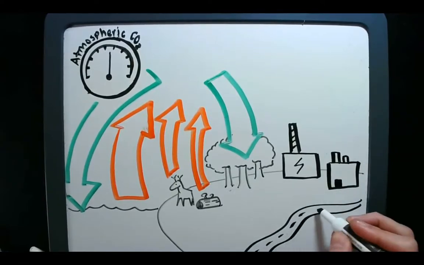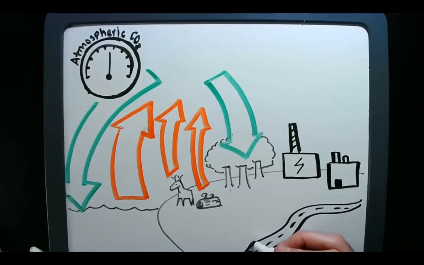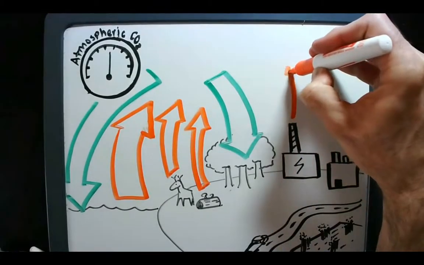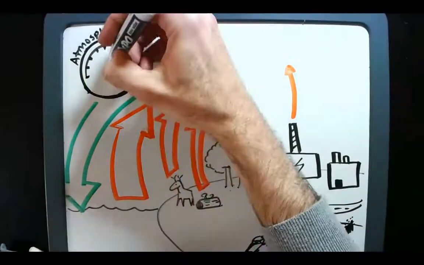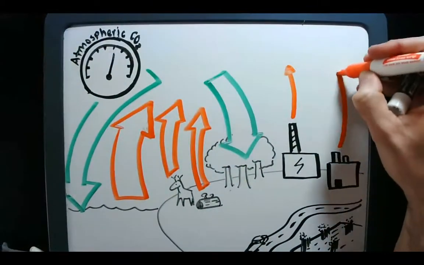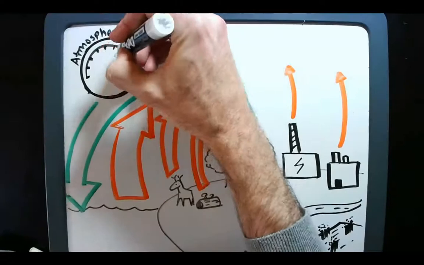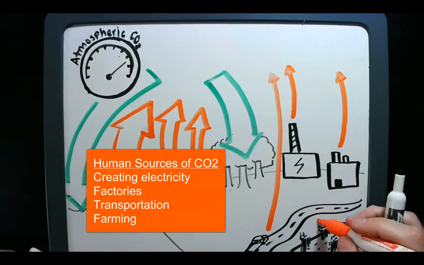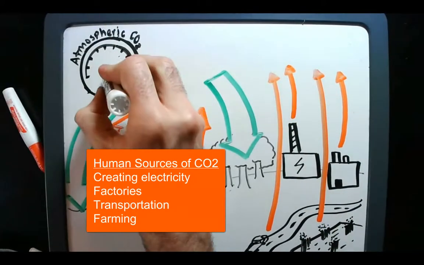In addition, we have factories that rely on fossil fuels to make the things that we all love and enjoy, and they release carbon dioxide into the atmosphere too. In addition, things like transportation and farming all create carbon dioxide as part of our modern lives. And so just like nature adds CO2, creating electricity adds CO2, the manufacturing of goods creates CO2, transportation, cars, boats, and planes create CO2, and modern farming creates CO2.